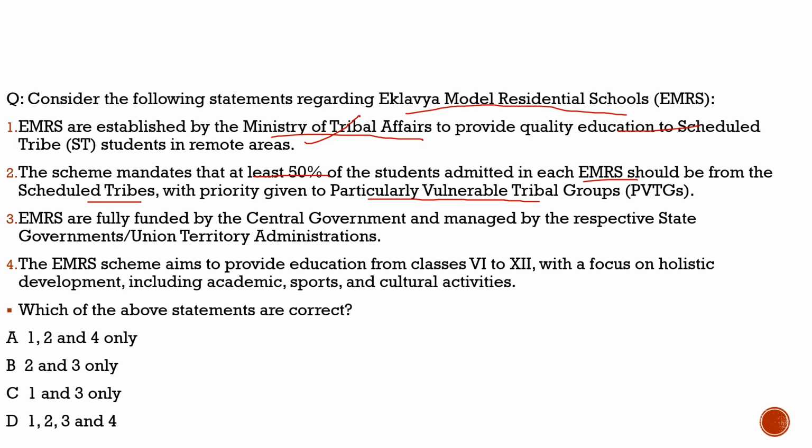100% correct, with priority given to particular vulnerable tribal groups, and they should contain 5% of the 5% for their reservation. Among the 50% for the scheduled tribes, the 5% should be belonging to particularly vulnerable tribal groups.